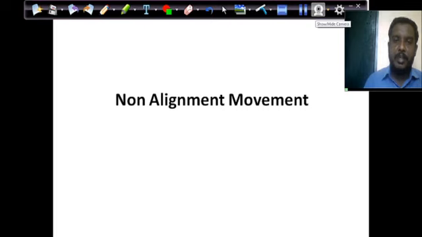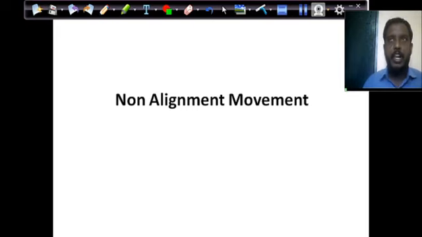Today we are trying to learn what is non-alignment movement. As the name indicates, what do you mean by non-alignment movement? Non-alignment movement is not aligning with any power block. That is basically what is known as non-alignment movement.